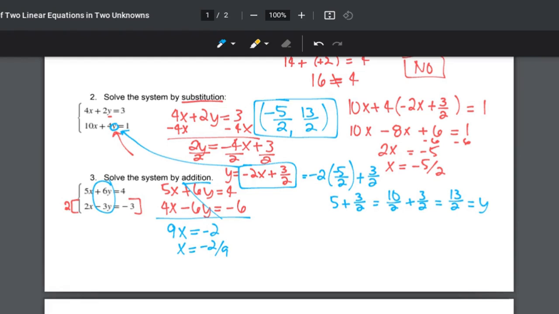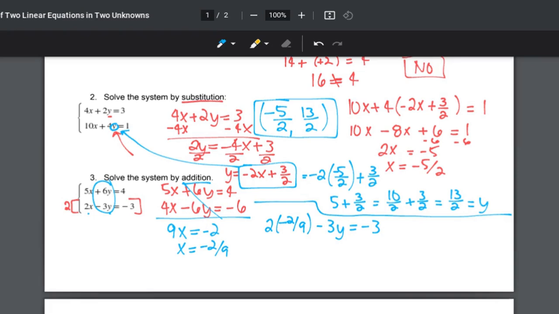All right, but again, don't stop here because you need to find the value of y. So pick any of your 4 equations. Maybe pick the ones with the smallest coefficients. So I would probably do the 2x minus 3y. I could plug it into this equation or this equation as well, but we're going to go with the one with the lowest coefficients. So 2 times negative 2/9 minus 3y equals negative 3.